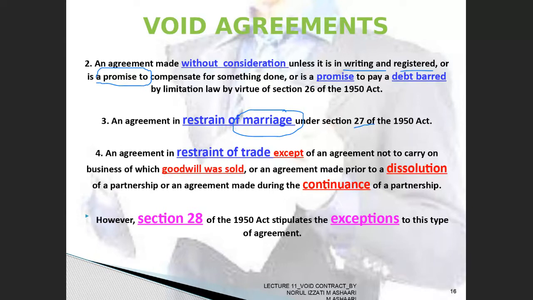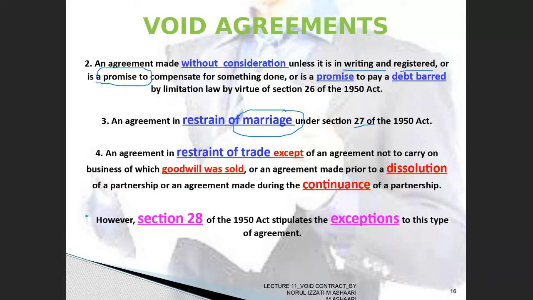Number 1, a restraint agreement not to carry out the business, which is the goodwill. The goodwill can be the reputation, or the percentage of the money from the capital. Number 2 is an agreement made prior to dissolution of the company or partnership, and number 3 is an agreement made during the continuance of the partnership. Basically, the agreement is between two parties.